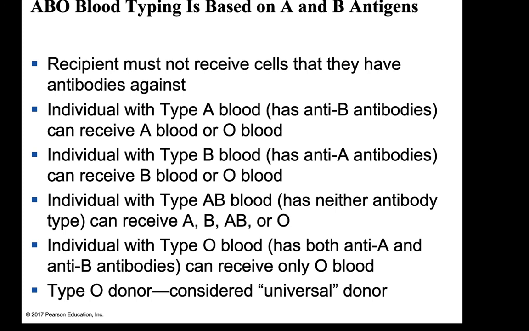Now, those individuals that have AB, they have neither antibody, and they can receive type A, type B, type AB, or type O. Now, the individual with type O blood has anti-A and anti-B, and they can only receive type O. Now, what's important here, remember, type O does not have any antigens. Because there are no surface antigens in type O blood, it's not going to stimulate an immune response. So we consider type O to be the universal donor because everyone can get type O blood.